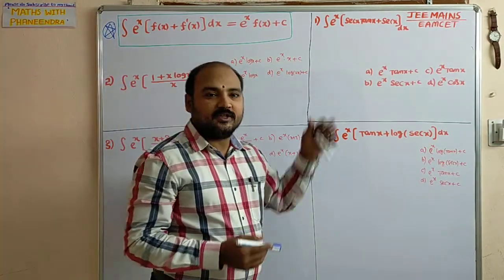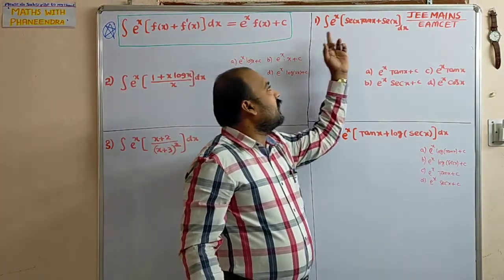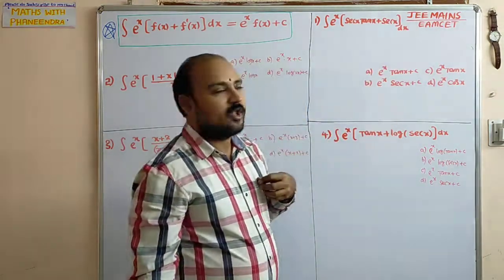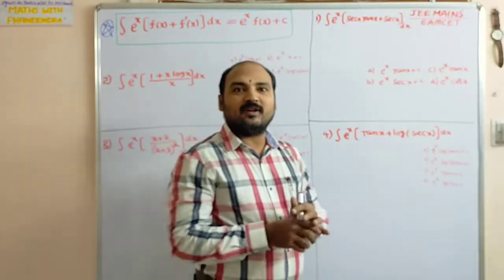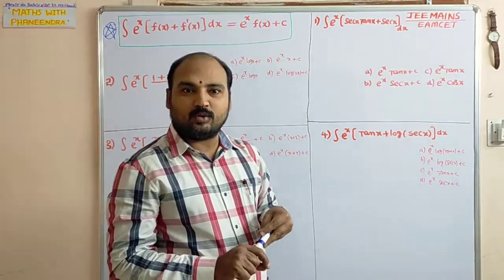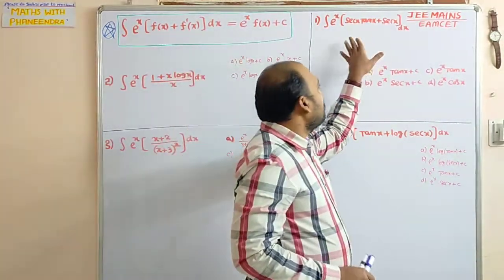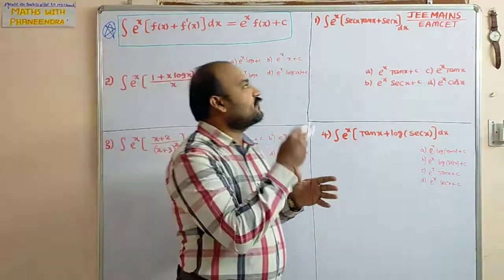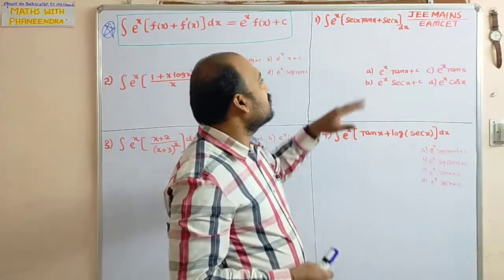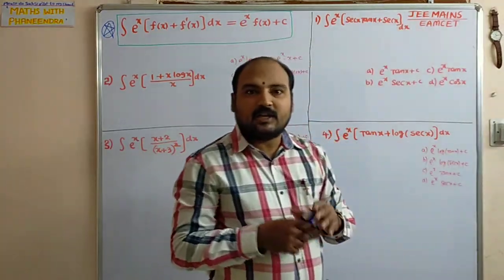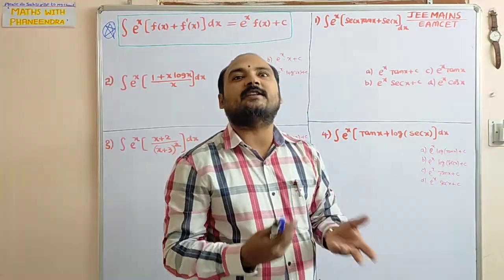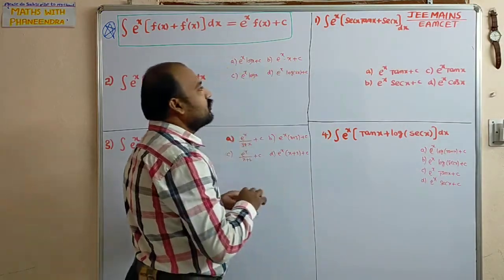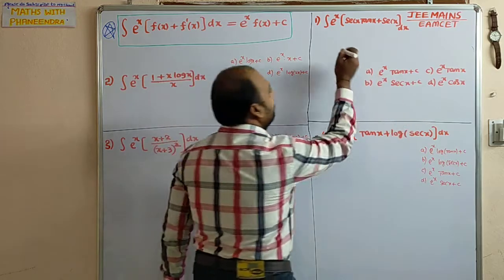The first question is: integral e power x into secant x tan x plus secant x into dx. So we need to learn the derivatives of the functions. Among secant x tan x and secant x, we can recognize whose derivative is which function. Suppose we take secant x, d by dx of secant x is secant x tan x, which is there exactly in the first term. So you have to recognize what is f of x, what is f dash of x.